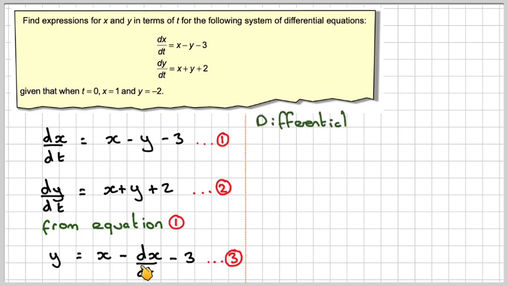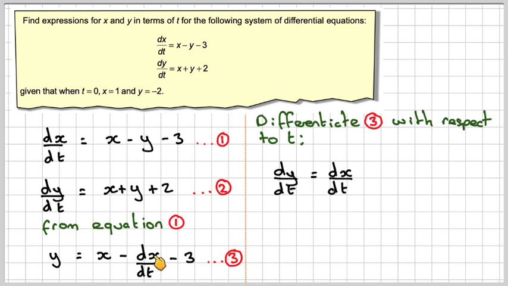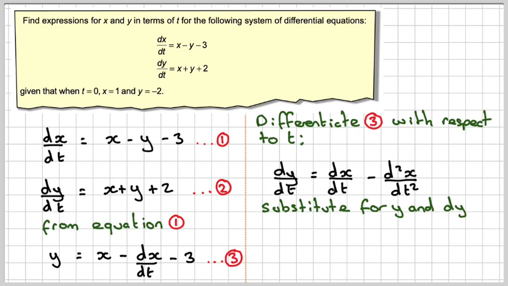Right, now we're going to differentiate this one with respect to t. So the y will become dy/dt, the x will become dx/dt, this minus the second derivative of x, which is d squared x over dt squared. And if you differentiate a constant, you get nothing. We'll now substitute that for y and dy/dt into equation 2. We're using equation 2 because we used equation 1 for all of this.